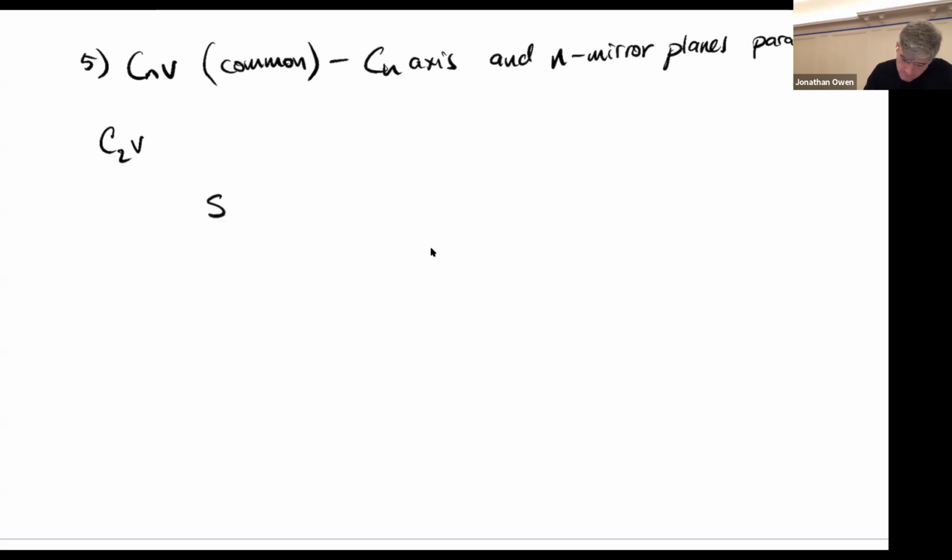C2V, pretty common. Molecules that are C2V or CNV kind of point like arrows. Sulfur kind of points like an arrow upward here with its 2 flanking hydrogens. There's a C2 axis that swaps the 2 hydrogens here. And according to our definition, we must have 2 mirror planes parallel to CN. Those guys look a little something like this.